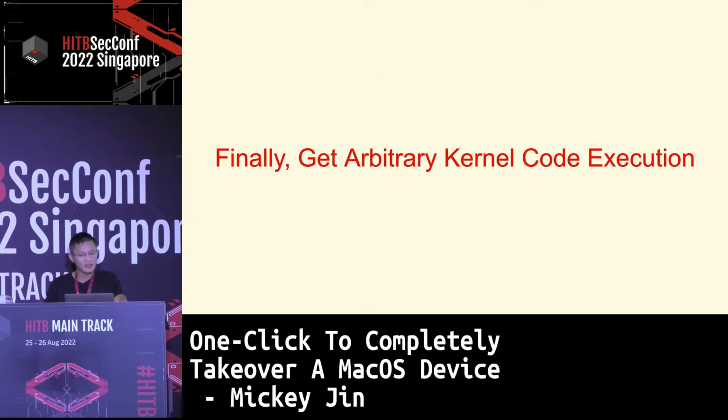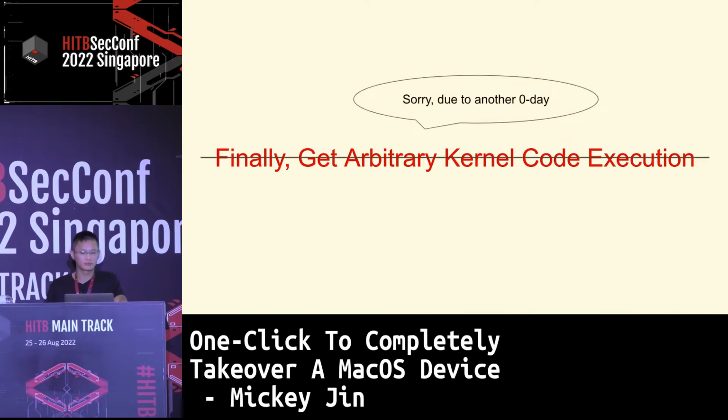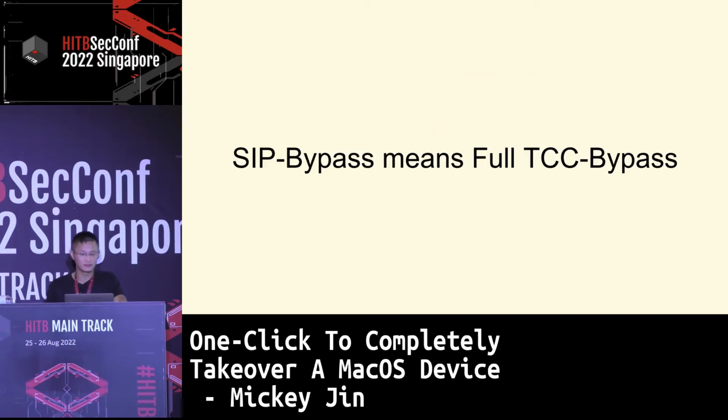Finally, I can get arbitrary kernel code execution via the SIP bypass primitive I got. Unfortunately, I couldn't show it here right now due to another unpatched 0-day. However, we can directly bypass the TCC protection via the SIP bypass primitive to access the user privacy.